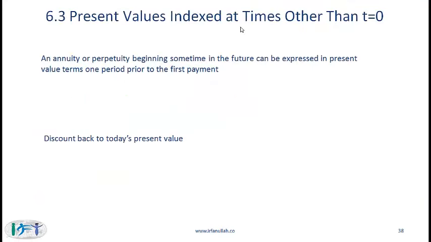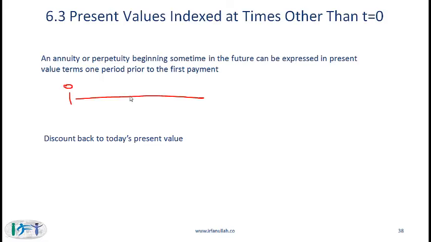Present values indexed at times other than t equal 0. An annuity or perpetuity beginning sometime in the future can be expressed in present value terms one period prior to the first payment. Let us look at a simple example here.